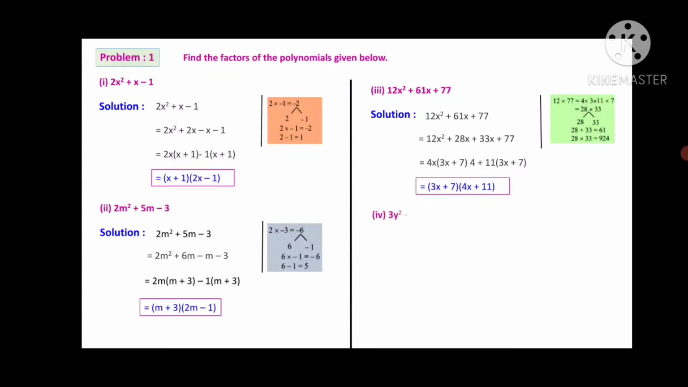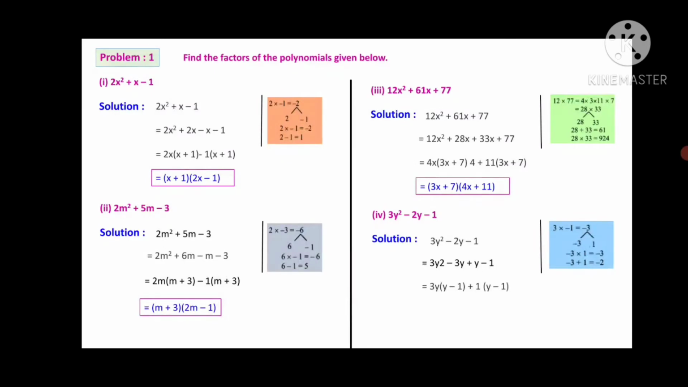So friends, fourth one, 3y square minus 2y minus 1. Here we consider 3 into minus 1, that is minus 3. The product is minus 3 and the sum is minus 2. So minus 3 and 1 are the two factors. So you can write 3y square minus 3y plus y, that is minus 2y, and minus 1. Among the first two terms 3y is common, that is taken out and what is left in the bracket is y minus 1, plus 1 under the bracket y minus 1. So y minus 1 and 3y plus 1 are the factors.